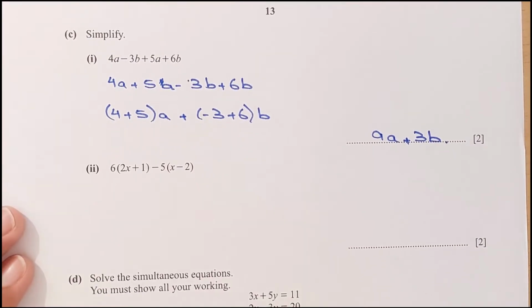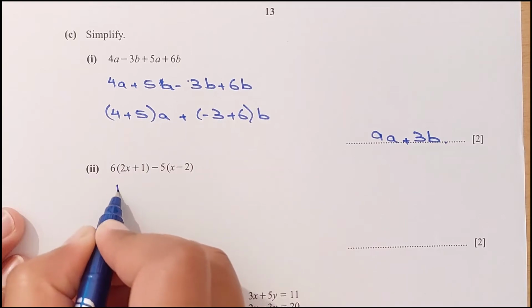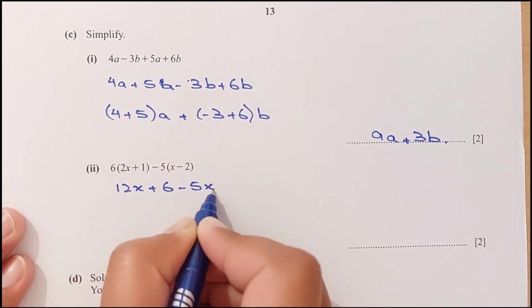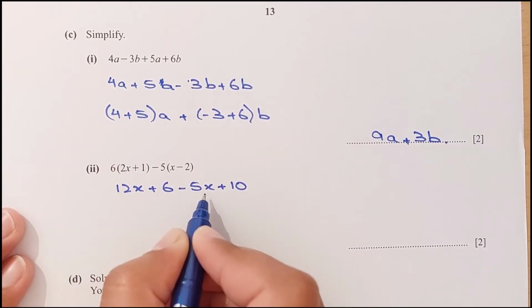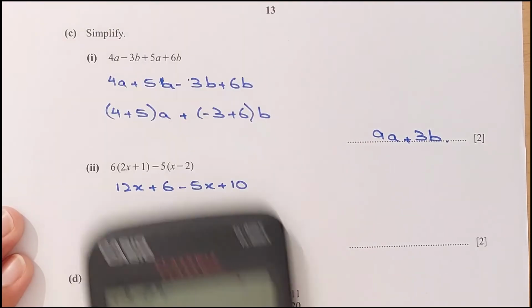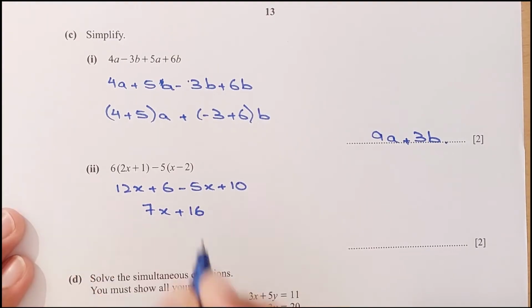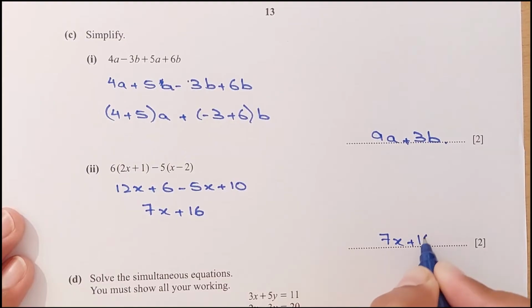Now for the second part, we have to simplify this. 6 times 2 is 12x plus 6, minus 5x plus 5 times 2 is 10. So 12 minus 5 is 7x, and 10 plus 6 equals 16. So the simplified answer is 7x plus 16.